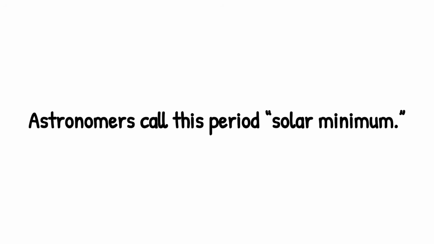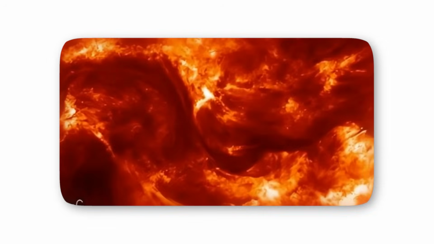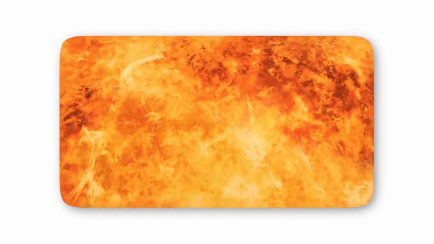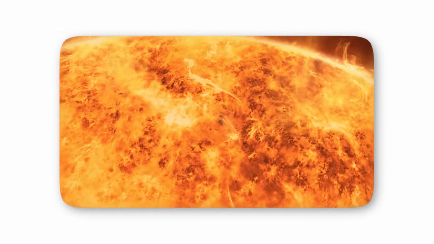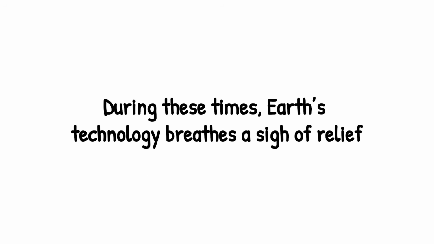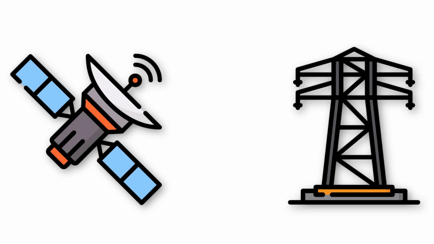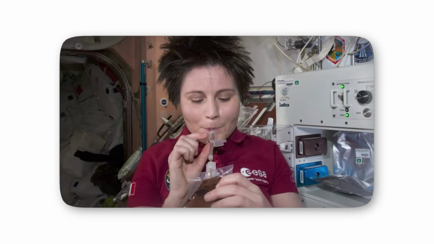Astronomers call this period solar minimum. It's when sunspots, those dark magnetic scars that often trigger flares, practically vanish. The sun's surface looks smooth, almost serene, like a giant glowing billiard ball. During these times, Earth's technology breathes a sigh of relief. Satellites orbit without worry, power grids stay unbothered, and astronauts enjoy a cosmic coffee break without checking for solar storm alerts. But here's the twist.